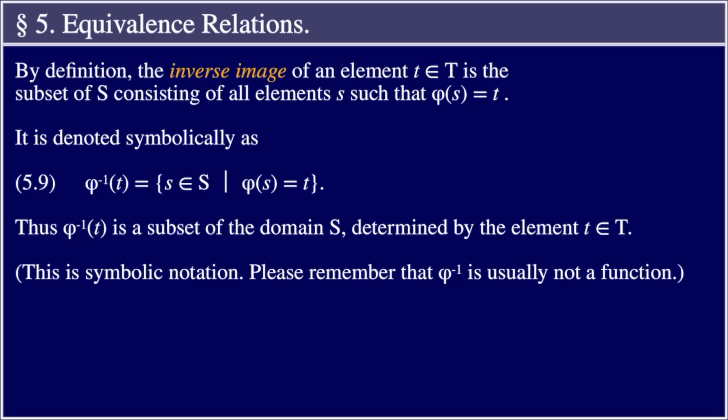It is denoted symbolically as 5.9. Phi inverse of t is equal to the set of s, a member of S, such that phi of s is equal to t. Thus, phi inverse of t is a subset of the domain S, determined by the element t, a member of T. This is symbolic notation. Please remember that phi inverse is usually not a function.